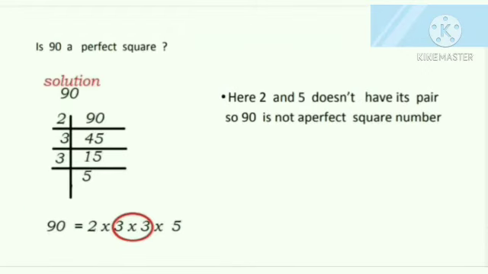One more example under perfect square. Is 90 a perfect square? So by doing LCM, now we are going to find this. 90. What is the least common multiple? 2. Least number is 2. So 2 table 90 how many times? 45 times. 3 table 15 times. 3 table 5 times. Now these we have to arrange in prime factors. 90 is equal to 2 into 3 into 3 into 5. Here 3 is having a pair, right? Here 2 and 5 do not have their pair, so 90 is not a perfect square.